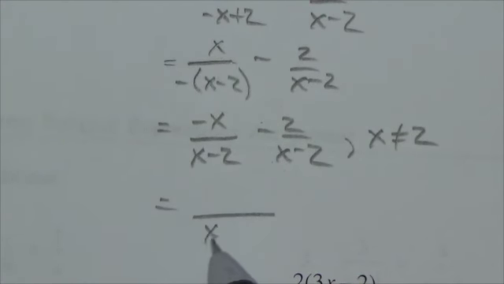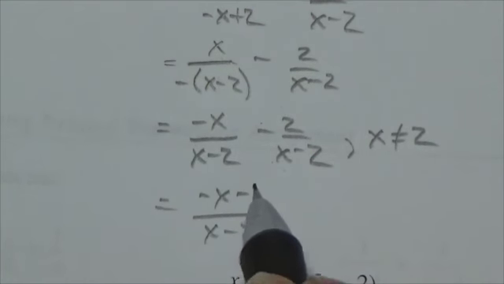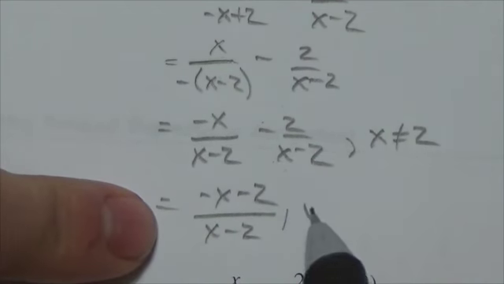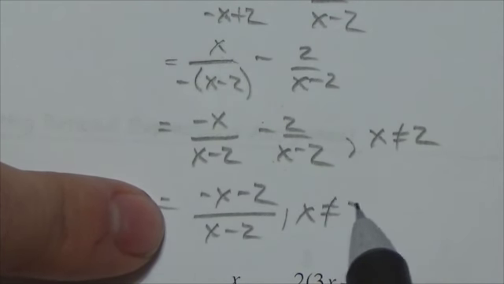I'll just put these two together here. This is going to be negative x minus 2. So negative x over 2. Sorry, not negative x over 2. Negative x minus 2 over x minus 2, where x can't equal positive 2.